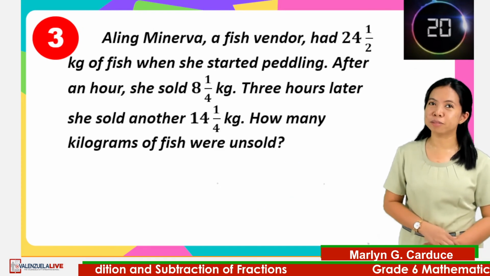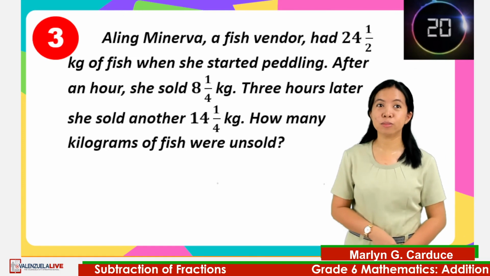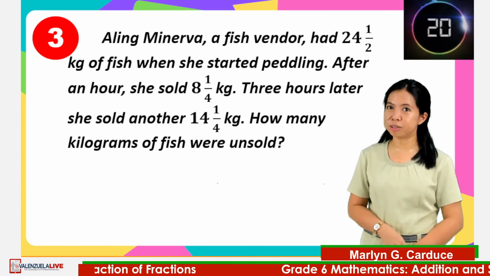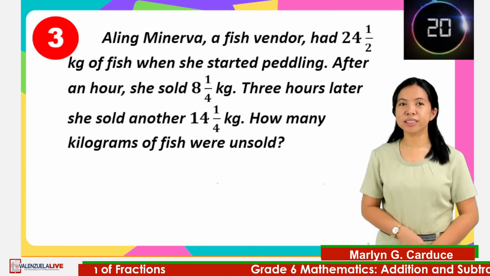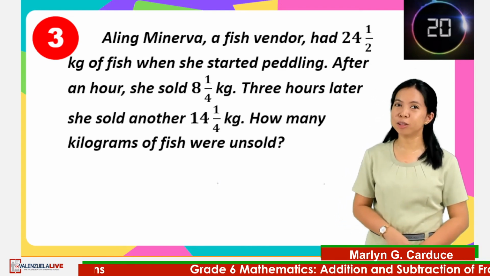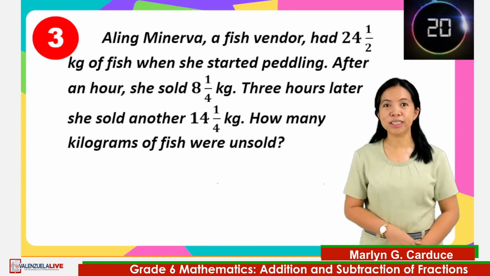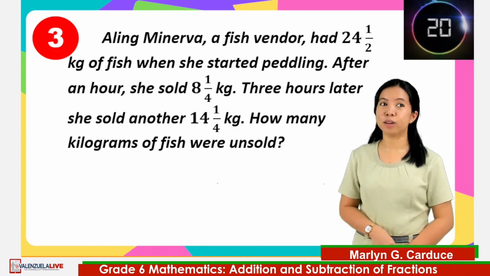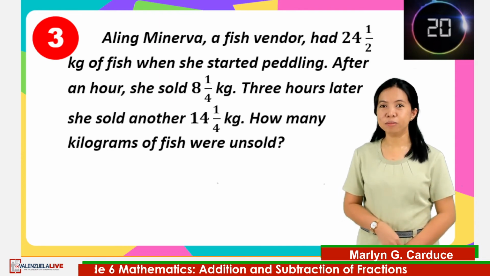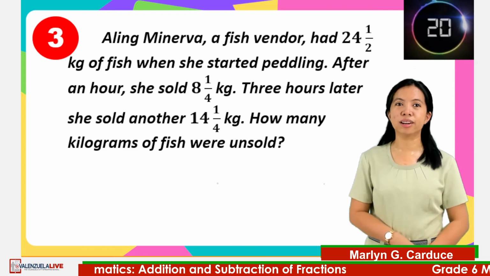Okay, for problem number 3, Aling Minerva, a fish vendor, had 24 and 1/2 kilograms of fish. So when she started peddling, after an hour, she sold 8 and 1/4 kilograms. So 3 hours later, she sold another 14 and 1/4 kilograms. How many kilograms of fish were unsold? Your 20 seconds starts now.